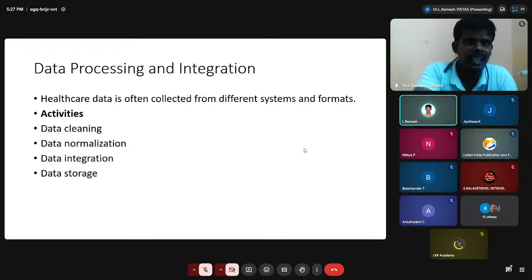And second, data processing and integration. So what do you mean by data processing? What stages are involved in data processing? Number one, data cleaning. Number two, data normalization. Number three, data integration. Number four, data storage. A very important thing is data cleaning. So what do you mean by data cleaning? Any idea about data cleaning? Anybody? Anybody else?